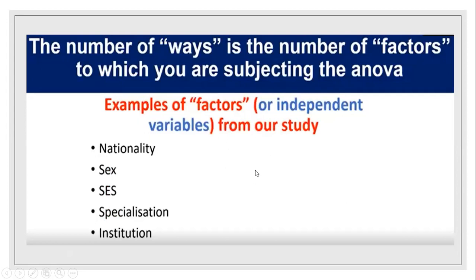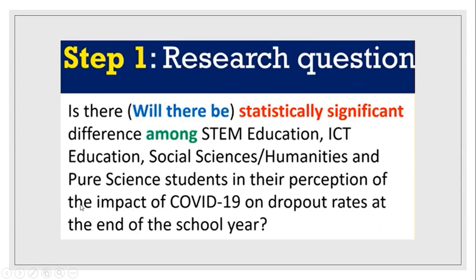I'm now asking about their perception of the impact of COVID-19 on the dropout rate at the end of the school year. I took this out from a questionnaire. So I'm now using one-way ANOVA to analyze in terms of my specialization. Inside the specializations, I have 4 entities, 4 levels: STEM education, ICT education, social science and humanities, and pure science students.